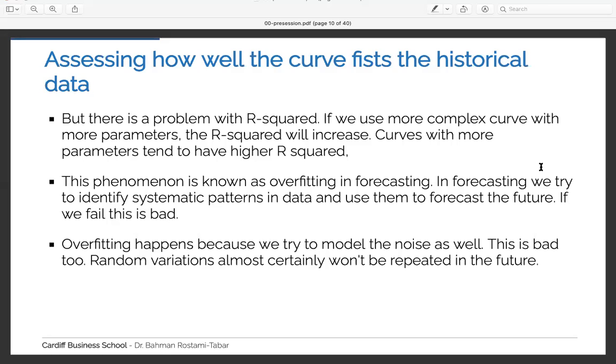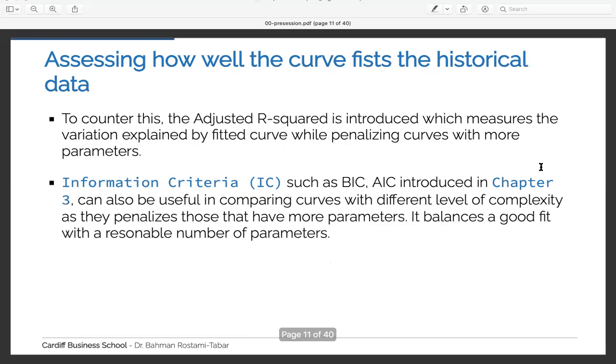So if you fail to capture the systematic pattern in data, this is bad. And if you try to follow the noise and overfit, this is bad as well, right? This is known as overfitting in the area of forecasting and modeling in general. To avoid this, we can use something called adjusted R squared. This adjusted R squared gives a penalty to curves that have more parameters, okay?